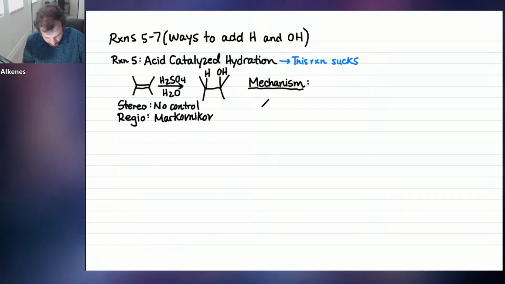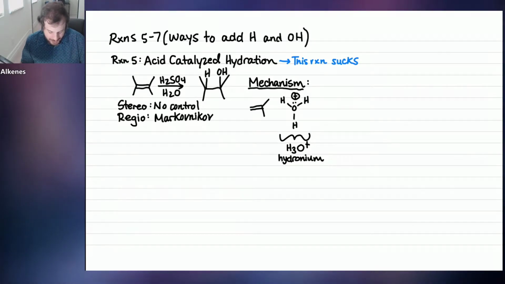And for the mechanism, I'll show it with an alkene that has 2 carbons on the right and 2 hydrogens on the left. And in the first step, the alkene is actually going to react with hydronium. So that's H3O plus. Now, where is H3O plus coming from? H3O plus is formed when H2SO4 and H2O react with one another. So the H2O is getting protonated by the sulfuric acid, and it's forming some H3O plus, which is called hydronium. You may remember that from general chemistry. And so what happens is the alkene grabs a proton from H3O plus.